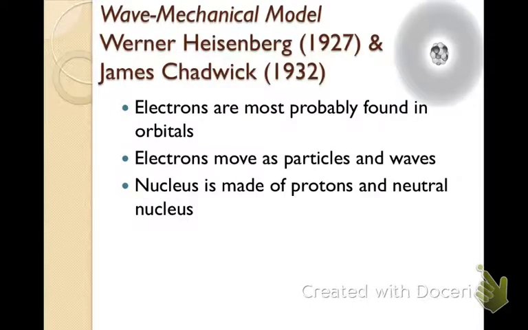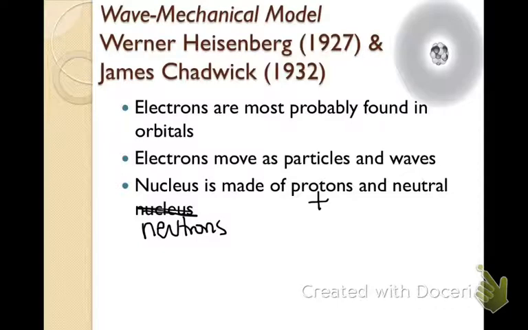Then in 1927 and 1932 we had the wave mechanical model. Several scientists were part of this, but two of the most notable were Heisenberg and Chadwick. Heisenberg was able to conclude that the electrons were most probably found in orbitals. Chadwick said that the electrons moved as both particles and as waves. And he also concluded that there were neutral particles in here called neutrons. So the nucleus itself is made of positive protons and neutral neutrons.